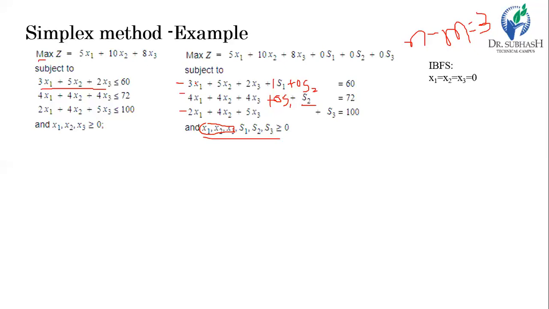So put x1 equal to 0, x2 equal to 0, x3 equal to 0, then we get s1 equal to 60. Putting these 3 values equal to 0, we get s2 equal to 72, and by putting 0 in this equation, we get s3 equal to 100. So this is our initial basic feasible solution, IBFS: s1 equal to 60, s2 equal to 72, and s3 equal to 100. We get one solution, and it is a feasible solution. Now go for the optimality check, whether it is optimal or not.